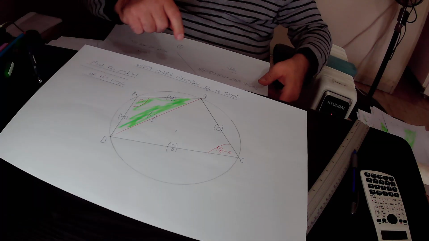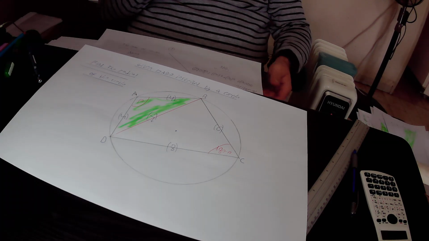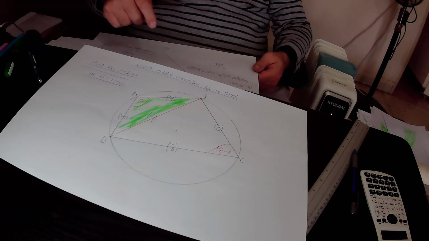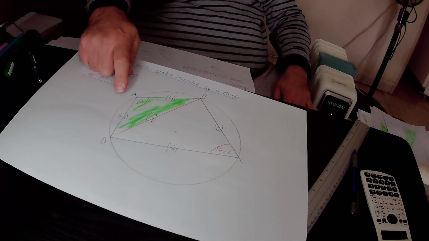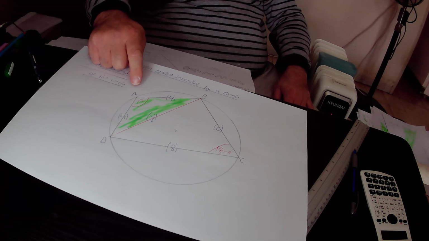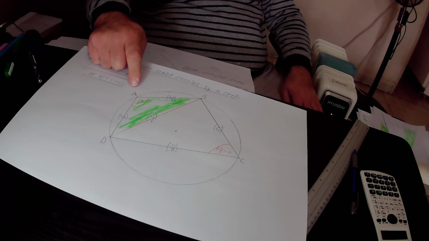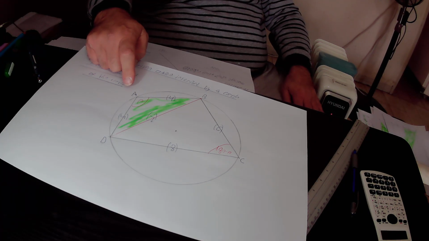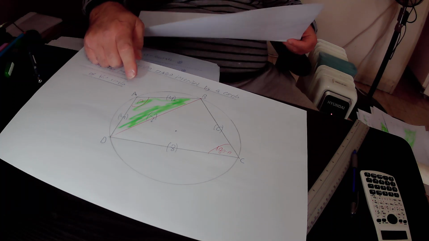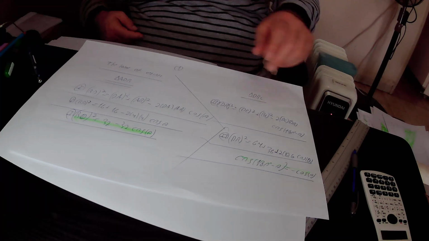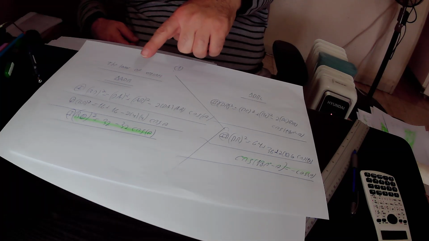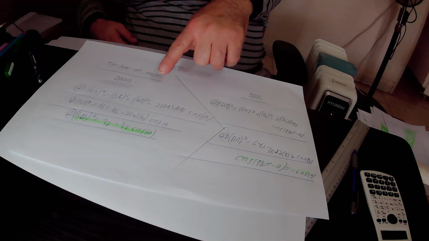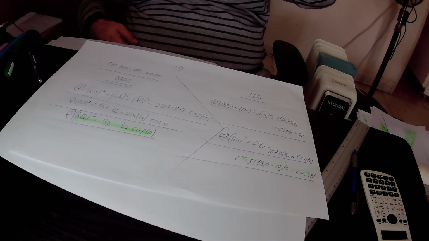BD is the missing side, and it equals AD squared. AD is 4, therefore AD squared is 4 squared, that is 16, plus AB squared. AB is also 4, so AB squared is 4 squared, that is 16, minus 2 times AD, that is 4, times AB, that is also 4, times cosine theta. So in total, according to the law of cosines, we have found that BD squared equals 16 plus 16 minus 2 times 4 times 4 times cosine theta.